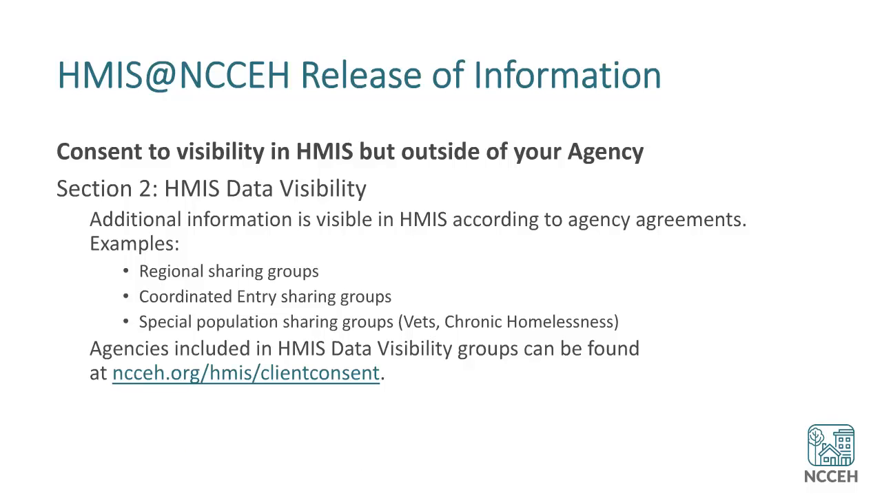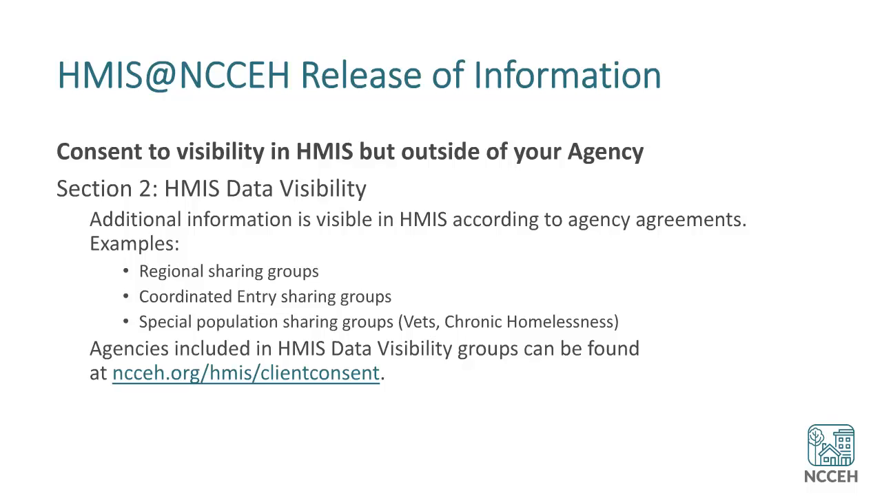Section 2 reviews HMIS data visibility. Additional information beyond the standard information is visible in HMIS according to agency agreements. Examples of these agreements are regional sharing groups, coordinated entry sharing groups, special population sharing groups such as veterans. Agencies included in HMIS data visibility groups can be found at ncceh.org/HMIS/client consent and looked up by the agency clients signed the ROI with.